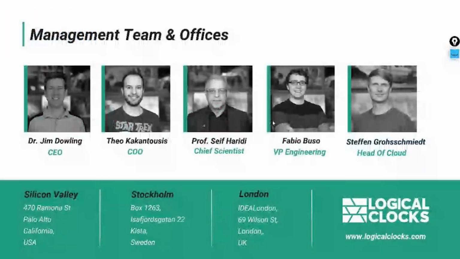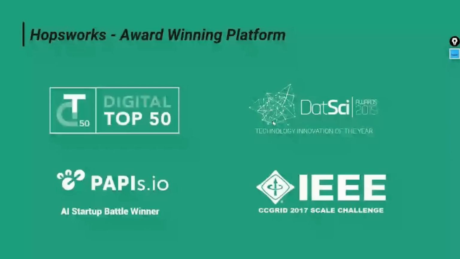So you may not have heard of us. We are called Logical Clocks. We're based out of Stockholm and Silicon Valley. I'm the CEO, and this is some of our management team. So the platform that we'll be talking about is called Hopsworks. It's a platform for data-intensive AI that includes a feature store, but the feature store is available as a standalone product for use in Databricks and SageMaker. We've won a lot of awards for our technology, and we come from a research background.